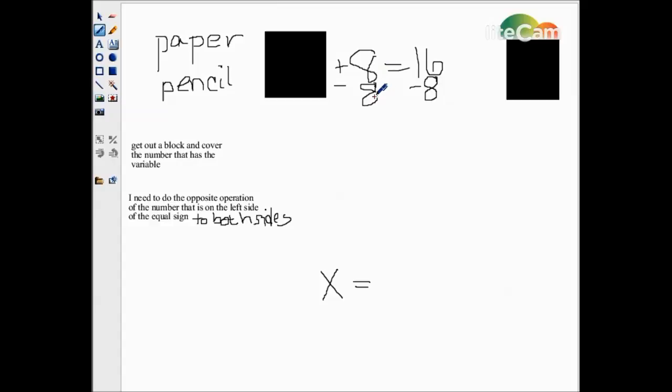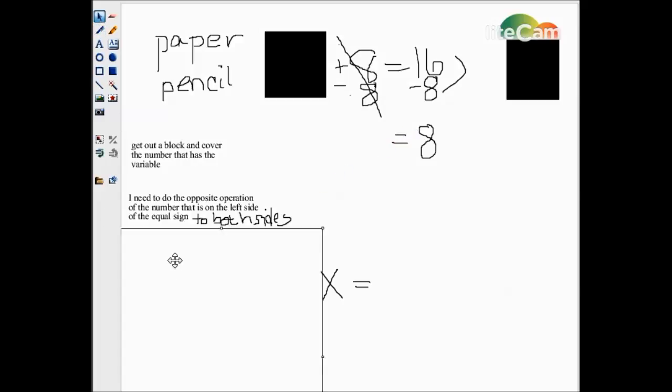What do we do next? We do the math. We get out a calculator and we say plus 8 and minus 8 cross out. Make the line. Show me that you know that this plus 8 and minus 8 cross out. Do the math over here. 16 take away 8 on your calculator is 8. Copy your equal sign down.